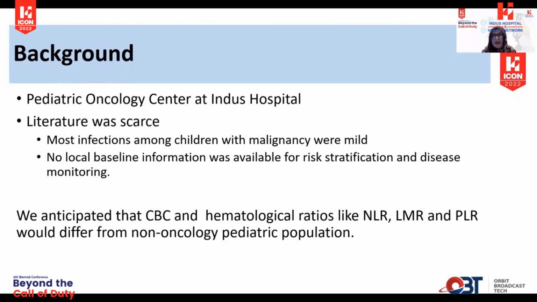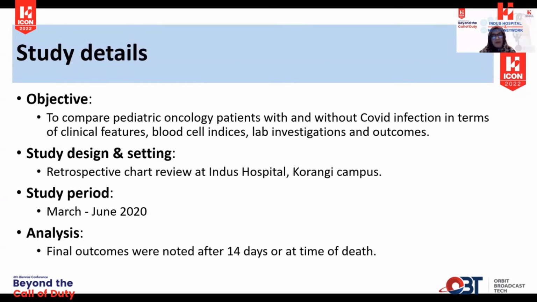This was anticipated because many oncology patients have infections other than COVID, and also because of chemotherapy side effects. Also, the CBC and the neutrophil lymphocyte count and the ratios like NLR and LMR are different in these patients because they tend to have higher leukocyte counts. They tend to have neutropenias, lymphopenia. So we realized that we needed some benchmark to do disease stratification and for disease monitoring. So this was the reason we started doing this retrospective chart review.